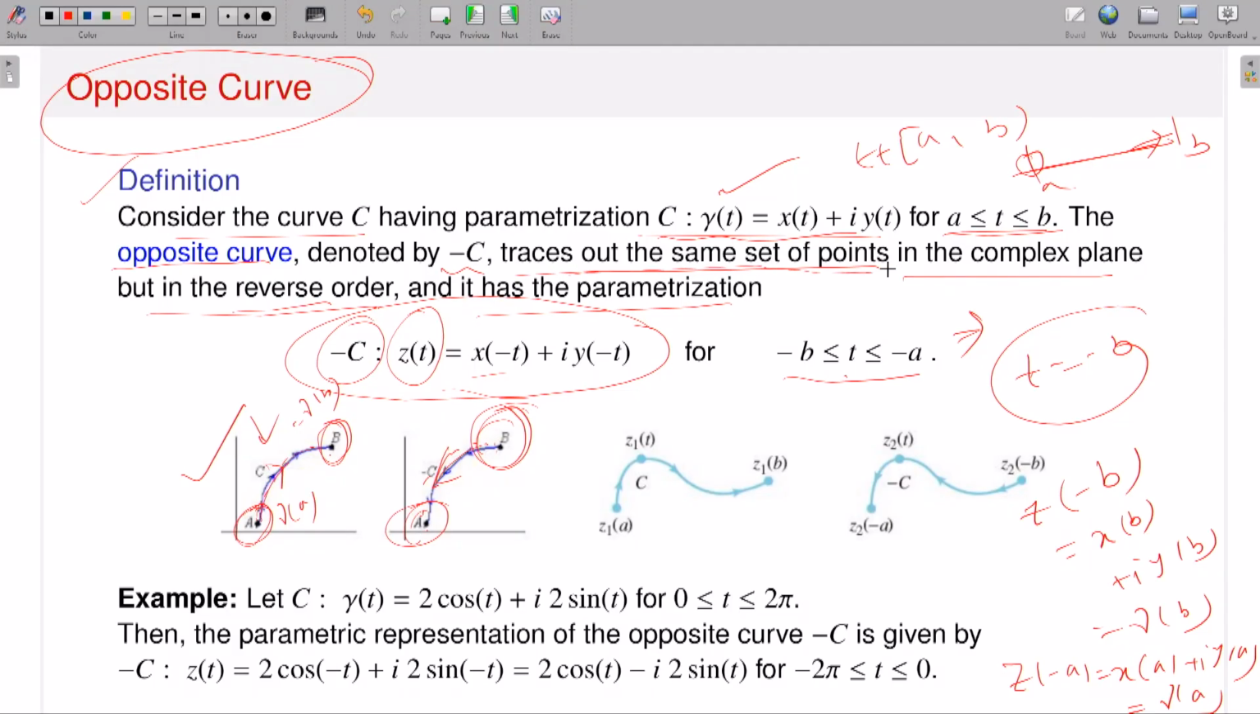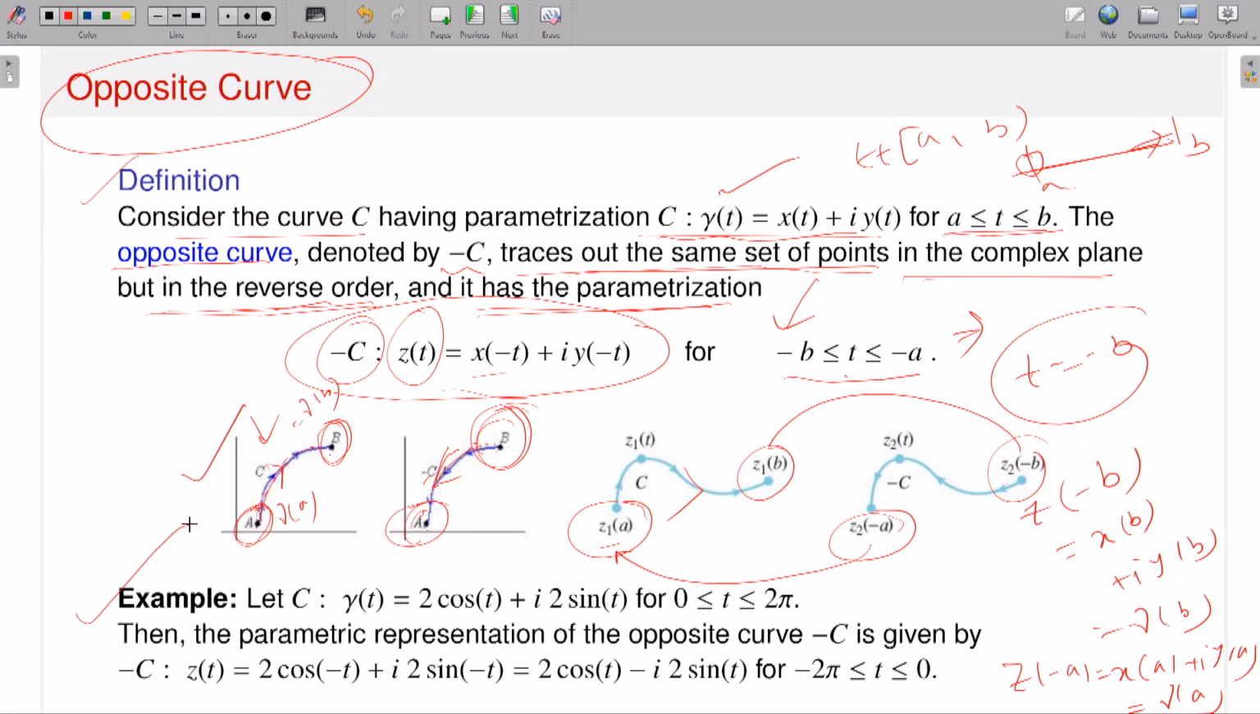So it traces out the same set of points in the complex plane, but in the reverse order, and it is the corresponding parameterization. Another picture I have given: suppose this is my C, it starts from z1 of A, and one parameterization ends at z1 of B in these directions. Minus C will start from here and come back to here. If I write the parameterization as z2, then z2 of minus B is exactly equal to z1 of B, but it should be in the reverse direction.